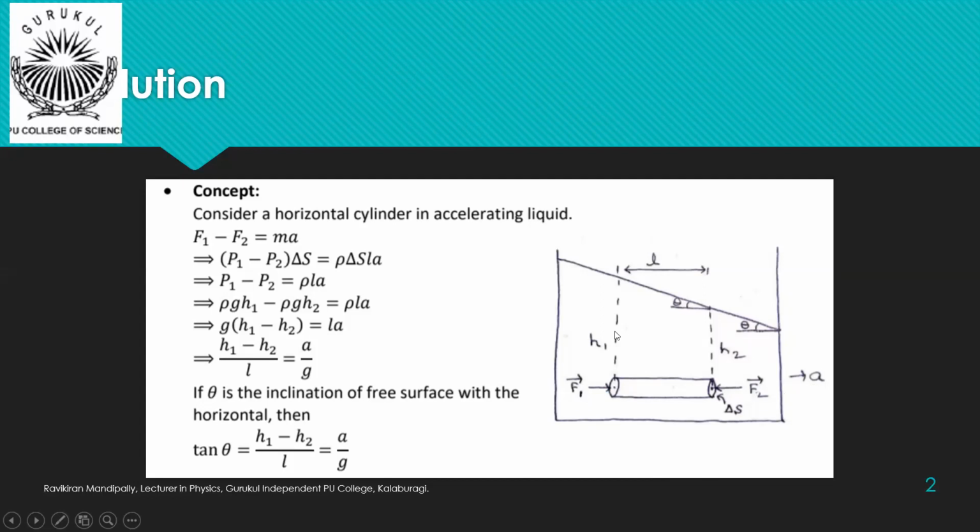If you see here, the height of the column of liquid at this position H1 is more than height of the column of the liquid H2 here. And as we know, pressure at any point inside the liquid is equal to rho gh, and force at that point on any surface is pressure into area of the surface. So here F1 is equal to pressure at this point into area delta S, that we are taking as P1 into delta S. If P1 is a pressure at this point and P2 is a pressure at this point, then F2 is equal to P2 into delta S.